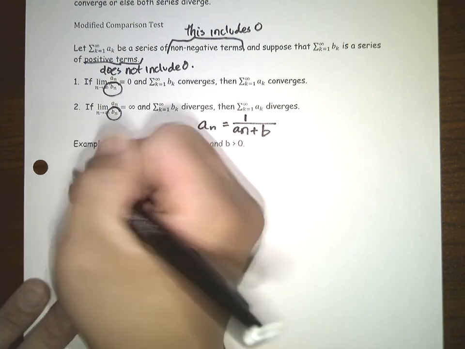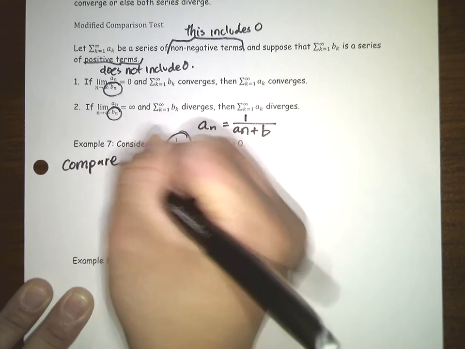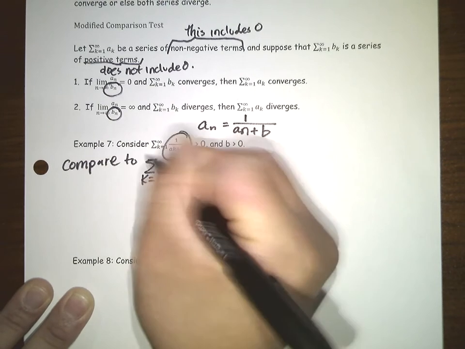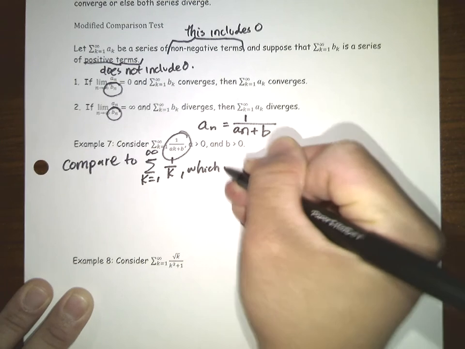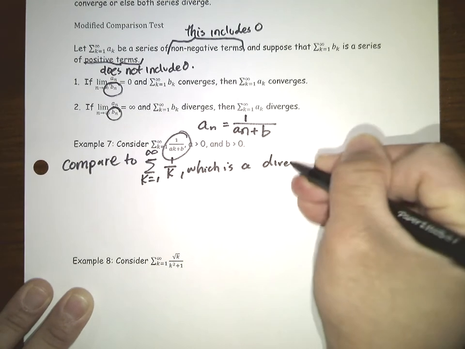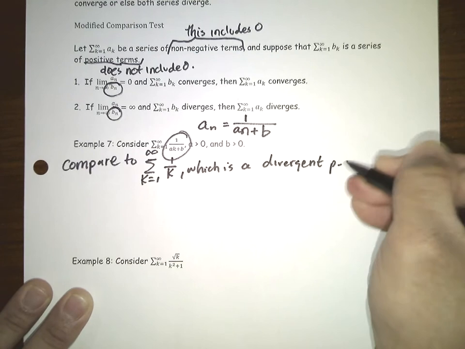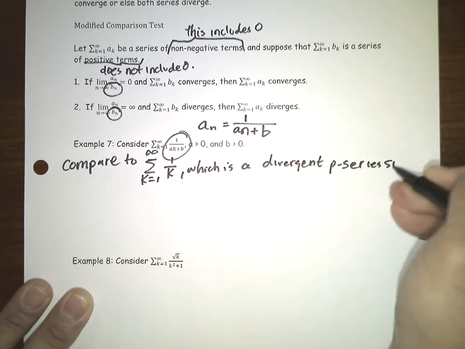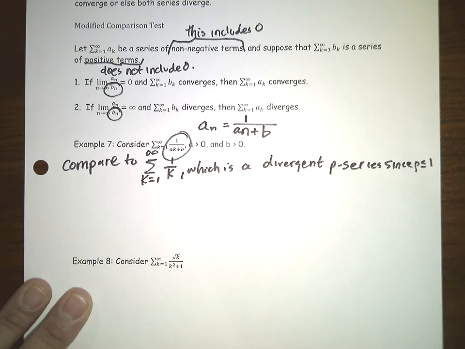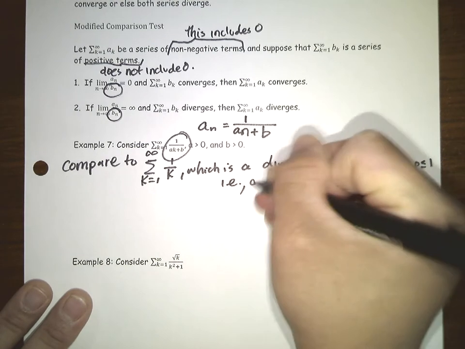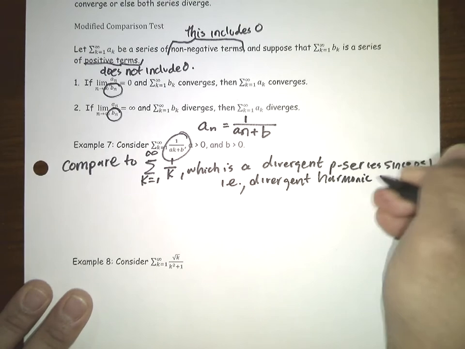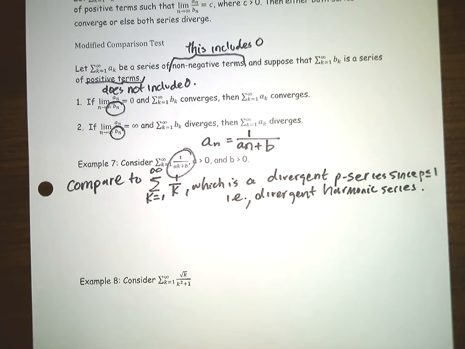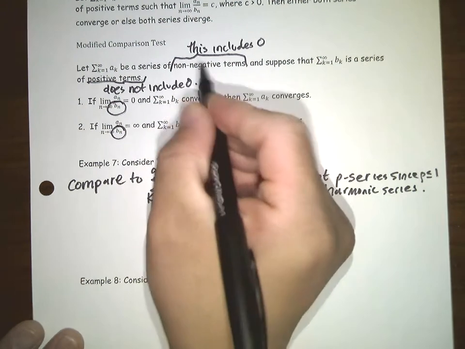All right, so I'm going to compare this to the sum k equals 1 to infinity of 1 over k, which is a divergent p-series, since the p is less than or equal to 1. And in other words, this is just the divergent harmonic series.